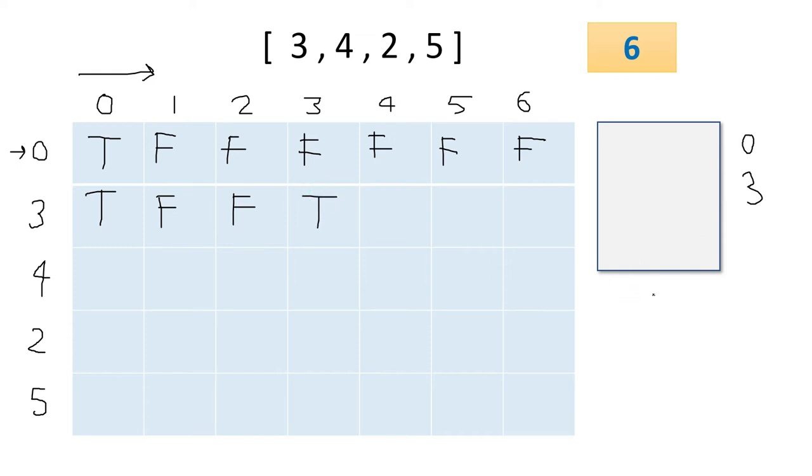Now I have to check for 4. So 0 and 3 is there. So there is no way we can fill 4 using these two. How to check this mathematically or programmatically is, if your above cell is false, that means we have to check the new weight minus this weight. So if we do 4 minus 3, then it will become 1. So we have to check previously what is the value for 1. That is false. That means it is not possible.